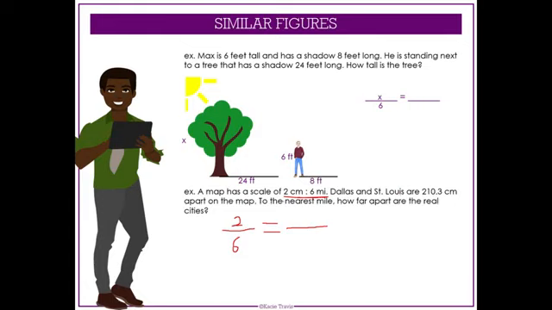210.3 centimeters apart. And they tell you that this map scale that we are using is 2 centimeters to 6 miles. So for every 2 of these centimeters, there is 6 real miles. So they give us your centimeters to work out, but you've got to find out the real length in miles. Here's your fraction. Set it up and knock it down, folks.